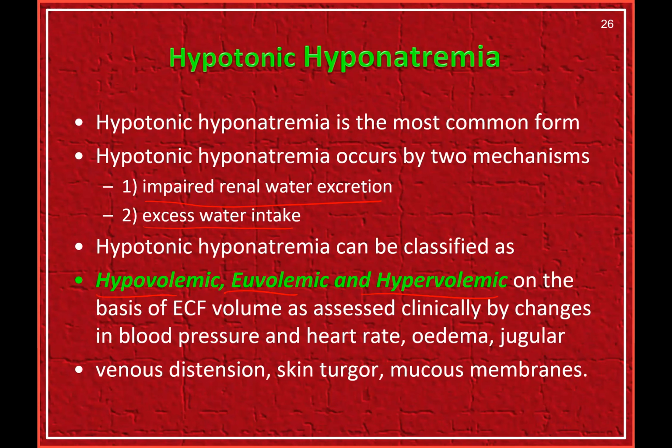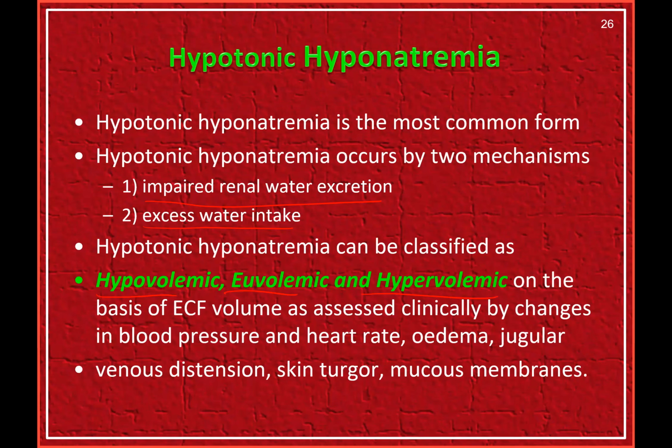Clinically this can be assessed by jugulars, heart rate, edema, blood pressure and all that. Depending on that, we have to decide whether it is hypovolemic or euvolemic or hypervolemic. The causes are different. Skin turgor, mucous membrane dryness, venous distension, jugulars, edema, heart rate, blood pressure, all these summarily will give you an assessment of the volume status of the body.